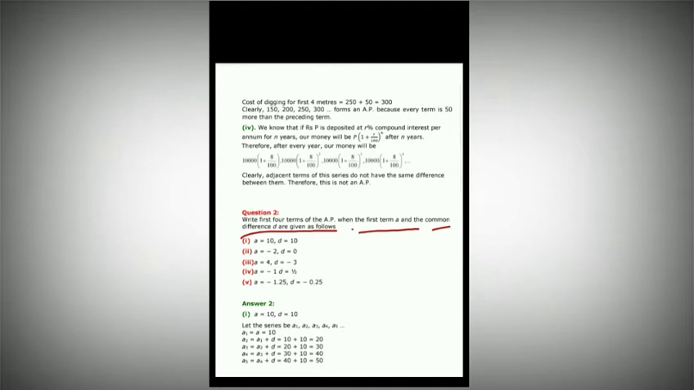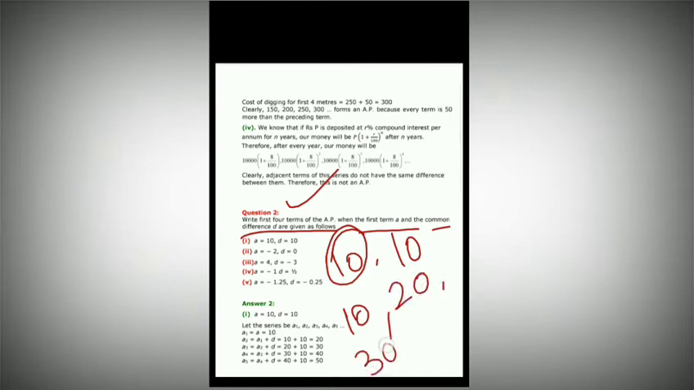Now the first term is given here as 10 in the first question, and the difference is 10, and we have to write down the first four terms. The first term is 10. Tell me the next term by which you will get the difference 10 only. You will get 20, then the next number 30, then the next number 40. These are the four terms where the difference is 10, and the first term is 10.